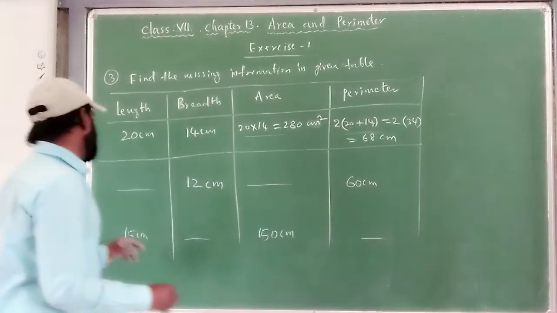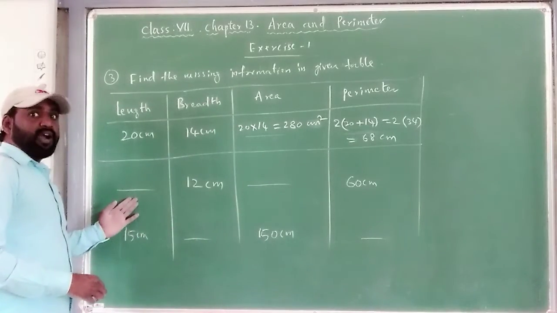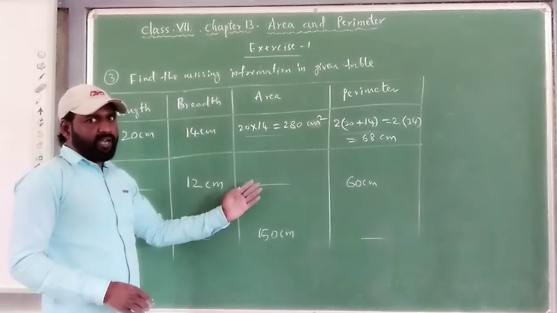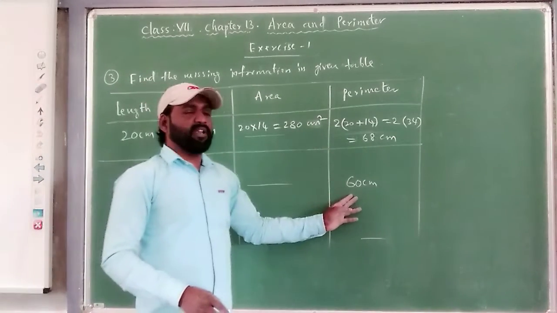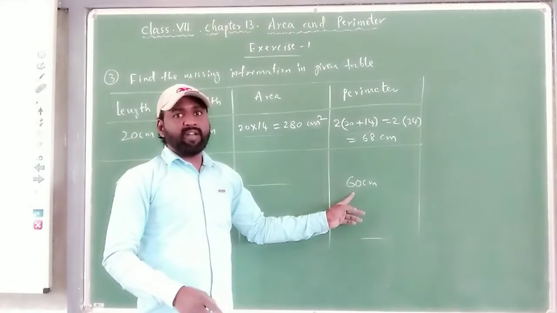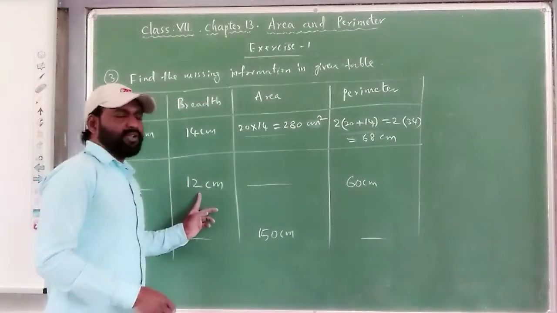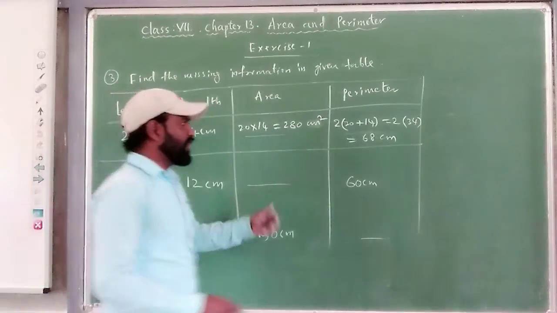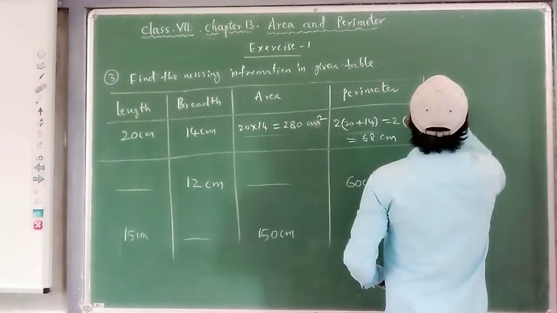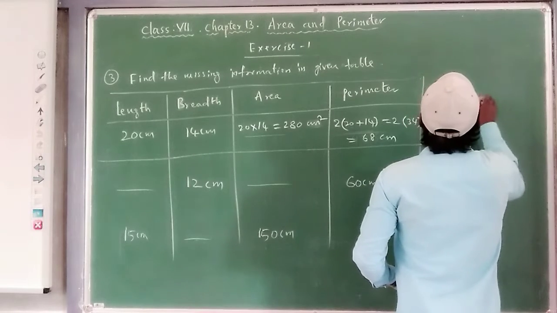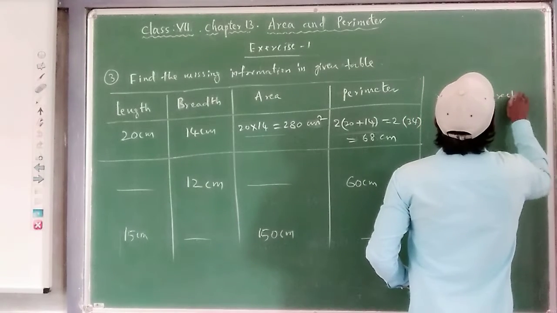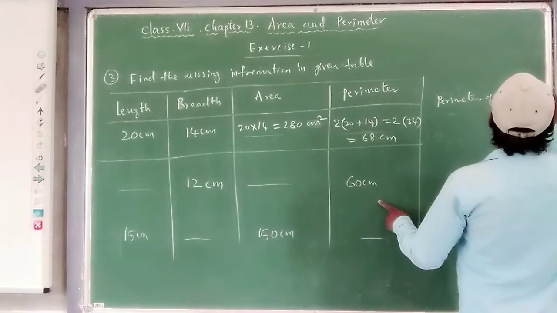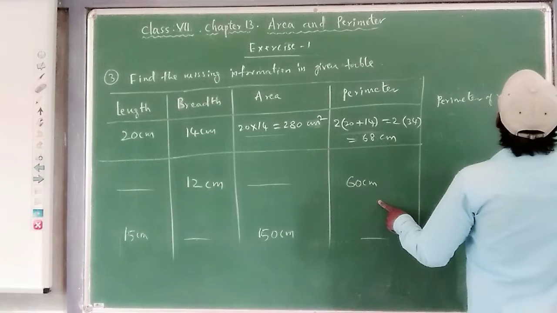Now second, you see, length we have to find, it's not given, but breadth is given, 12 centimeters. Area again is not there, we have to find area, but perimeter is given. Perimeter of the rectangle whose breadth is 12 centimeters. We do not know its length and we do not know its area. We have to find them. What is given? Perimeter of the rectangle is given, 60 centimeters.